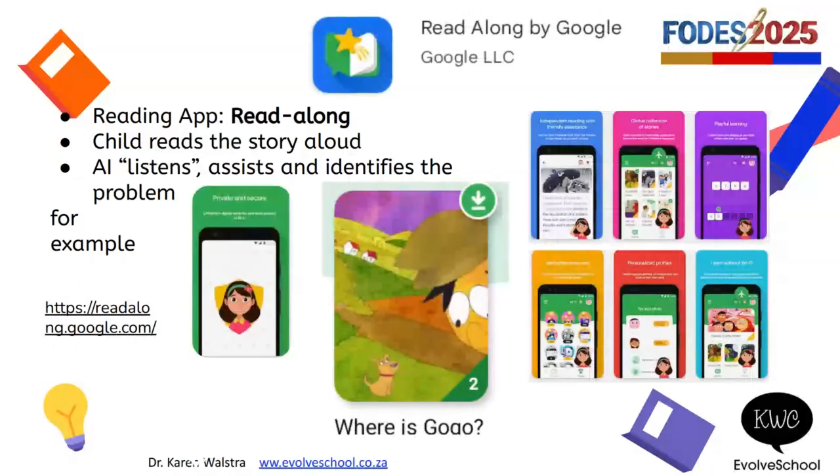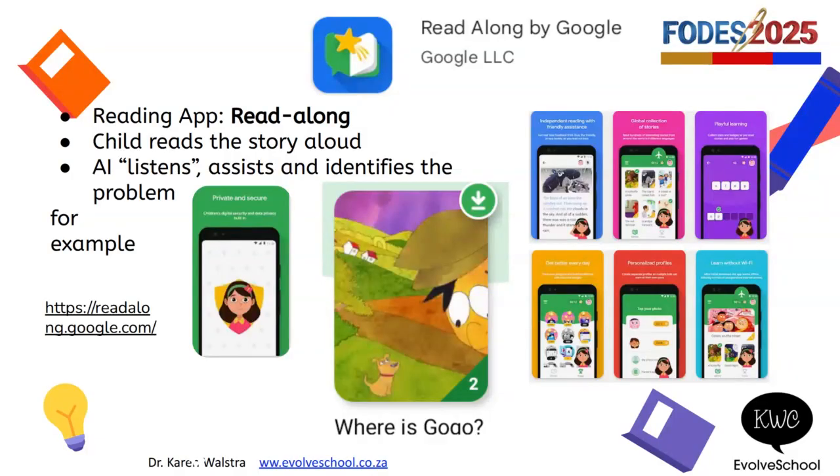My favorite one is Read Along. Read Along is a Google tool. It's completely free. It works on Android and they've also got a website. What's really cool about it is that it was developed in India and then brought to Africa. And when they brought it to Africa, they employed about 30 or 40 African authors. So the contexts are real in terms of African, which is exciting.